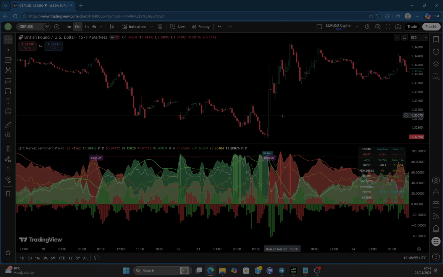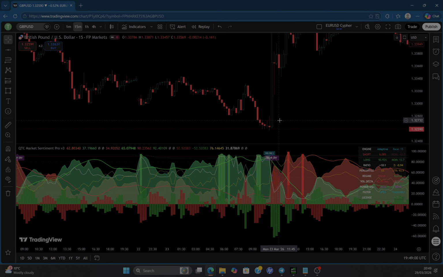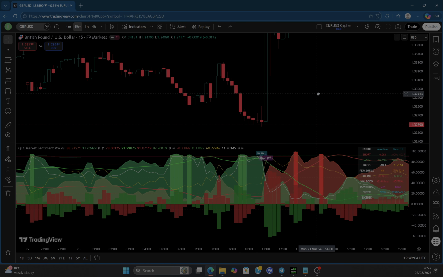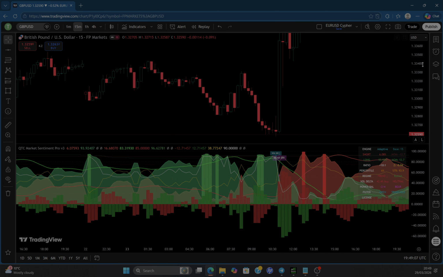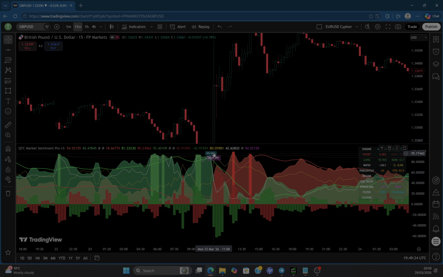You have another signal generator, which is for the volumes and the momentums. Some of the signals are quite impressive, to be honest. This green one, which is the bullish volume divergence, generated right before the price spiked up. But then the next candle, when this one got closed, we got a bearish divergence.